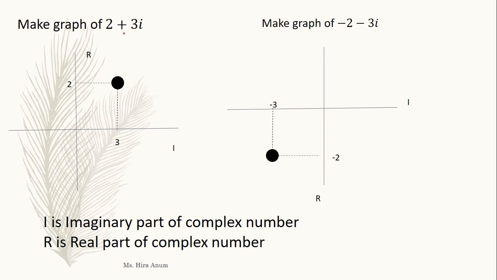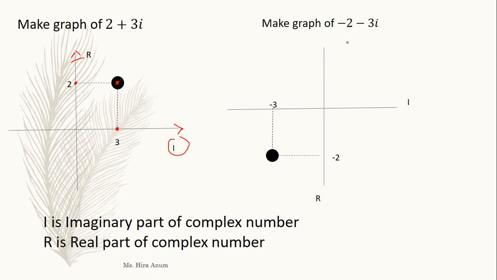Make a graph of 2 plus 3i. This line shows the real part and this line shows the imaginary part. The imaginary part is 3, so the point is here, and the real number is 2, so it is here. We join them, and it becomes 2 plus 3i.